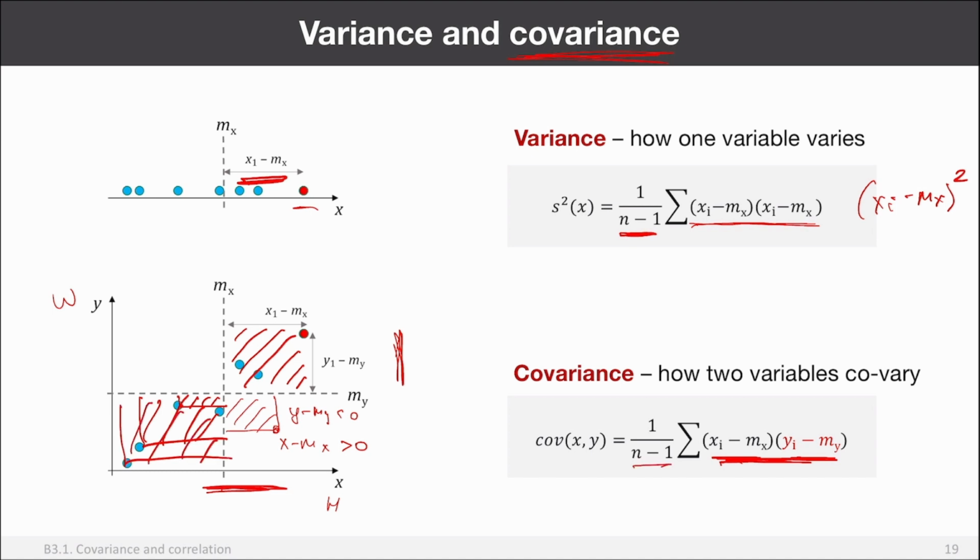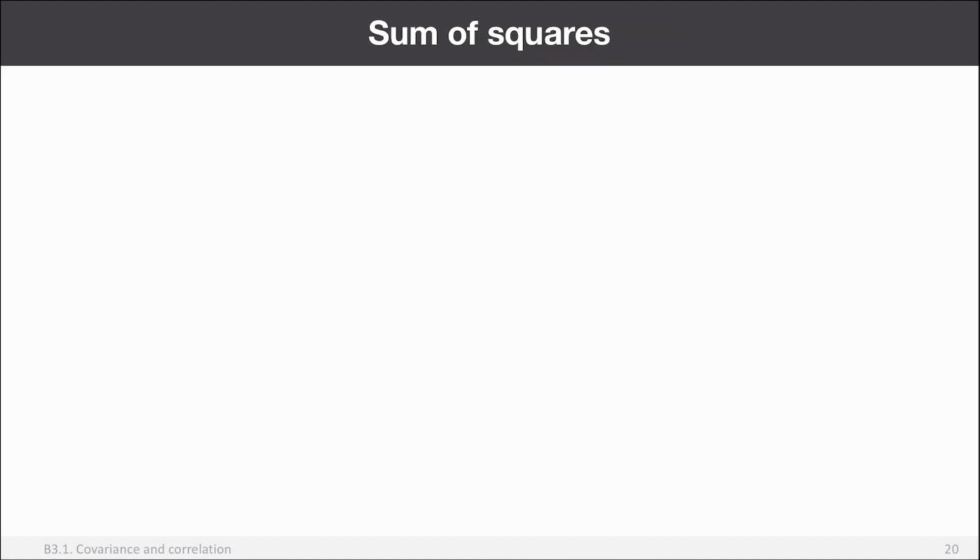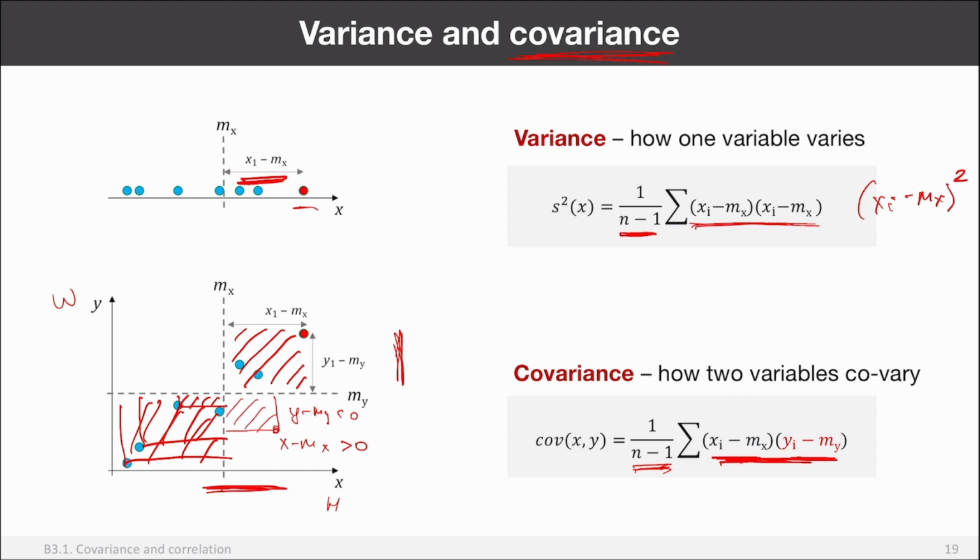And then we divide by degrees of freedom, similarly to the variance, which means we compute an average area, okay? Now let's discuss it a little bit more. First of all, you can see that here you have (x - mx) squared. Here you have (x - mx)(y - my). And actually later we will also use a lot of these squared distances.